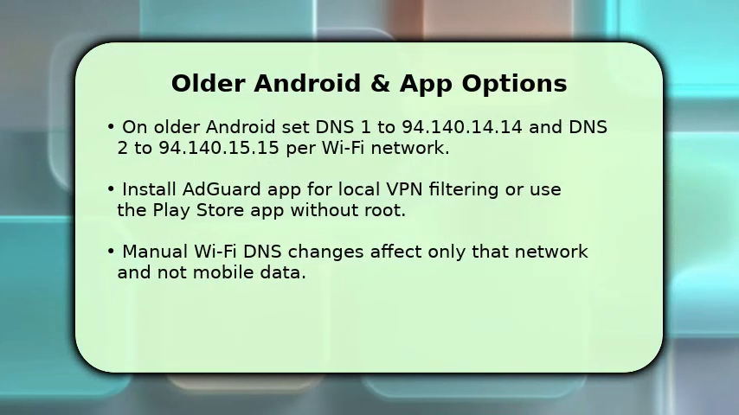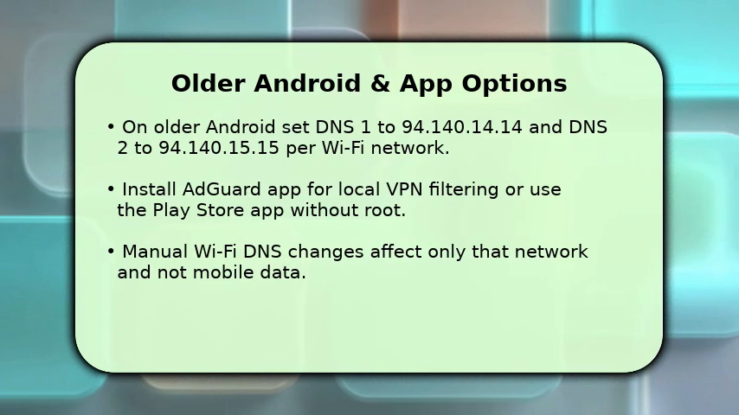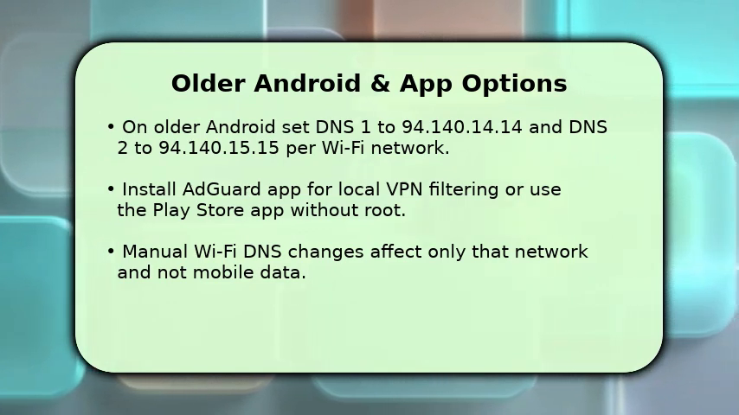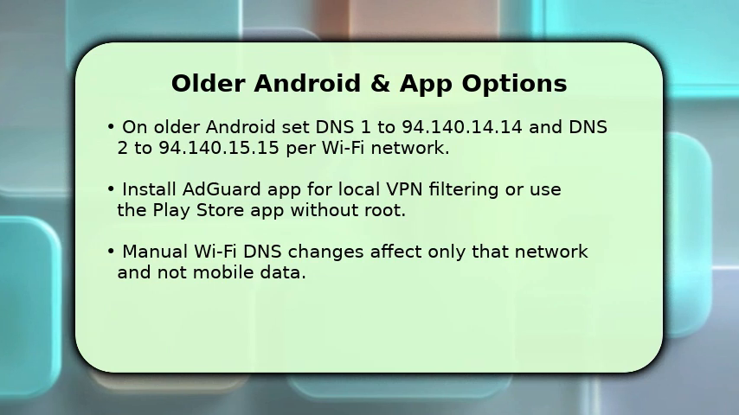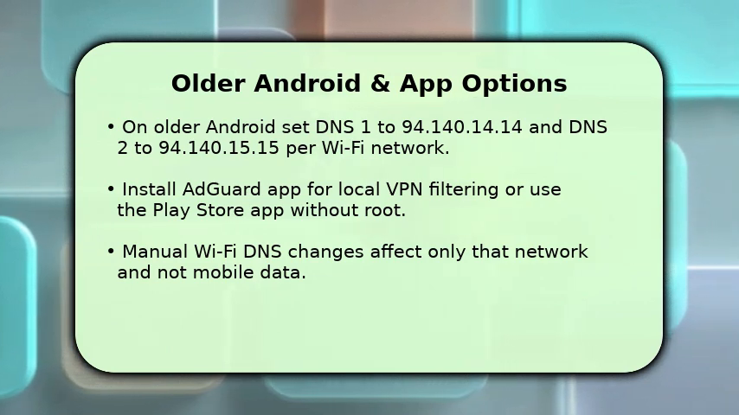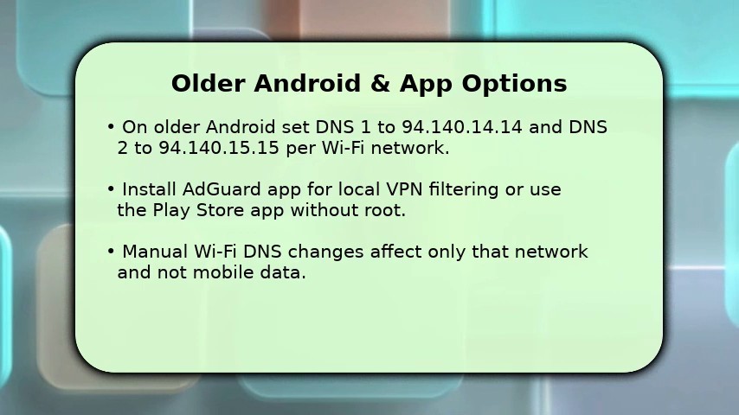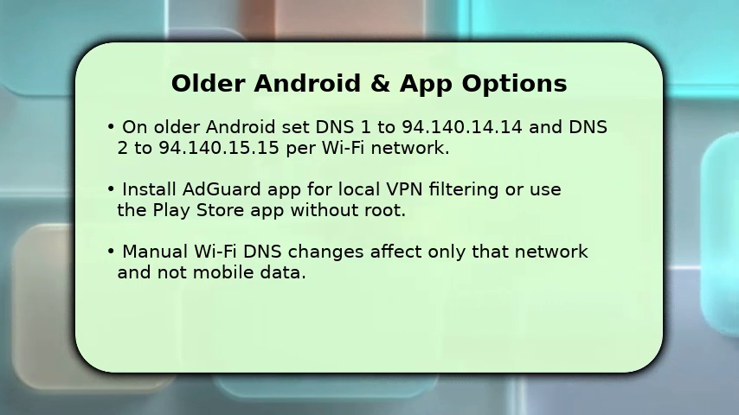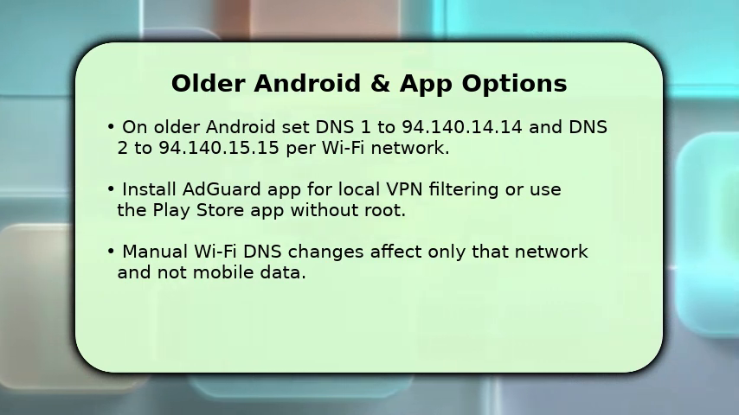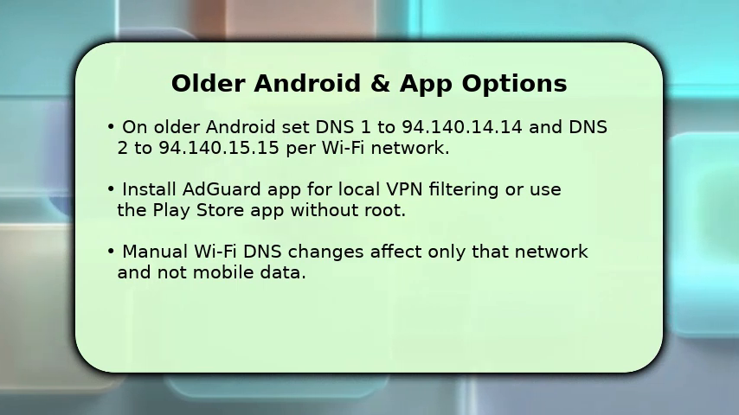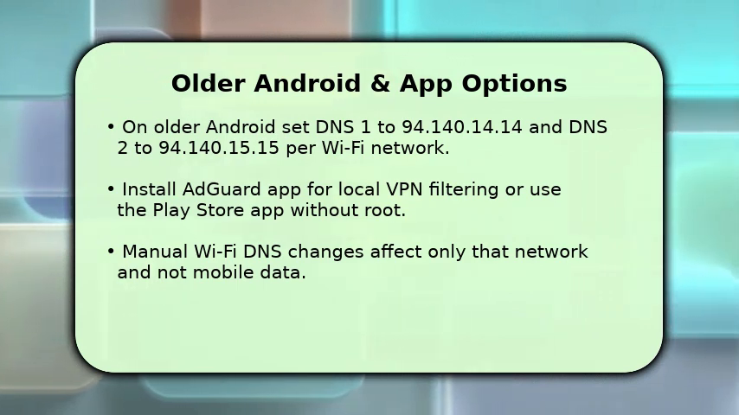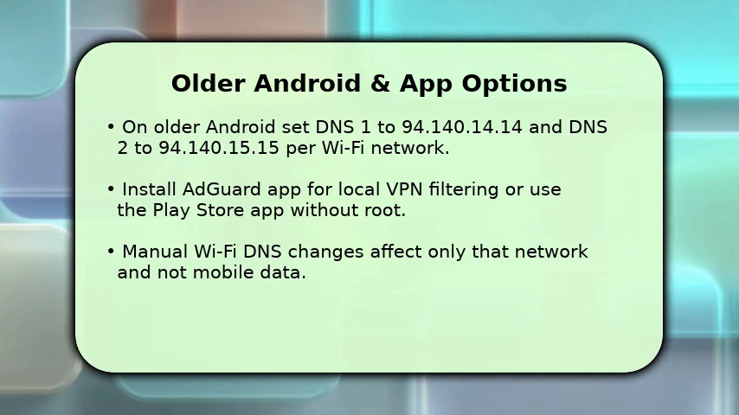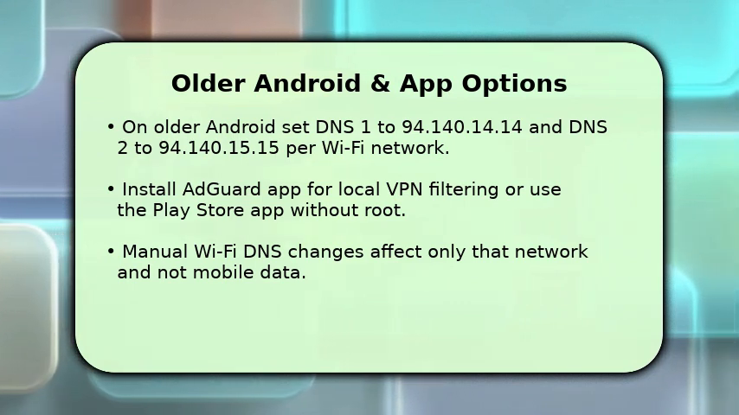If your phone is older than Android 9, change DNS per Wi-Fi network in Advanced Settings. Edit the Wi-Fi network, set IP settings to static, then enter DNS1 as 94.140.14.14 and DNS2 as 94.140.15.15. This approach secures only that Wi-Fi connection and does not change mobile data DNS.